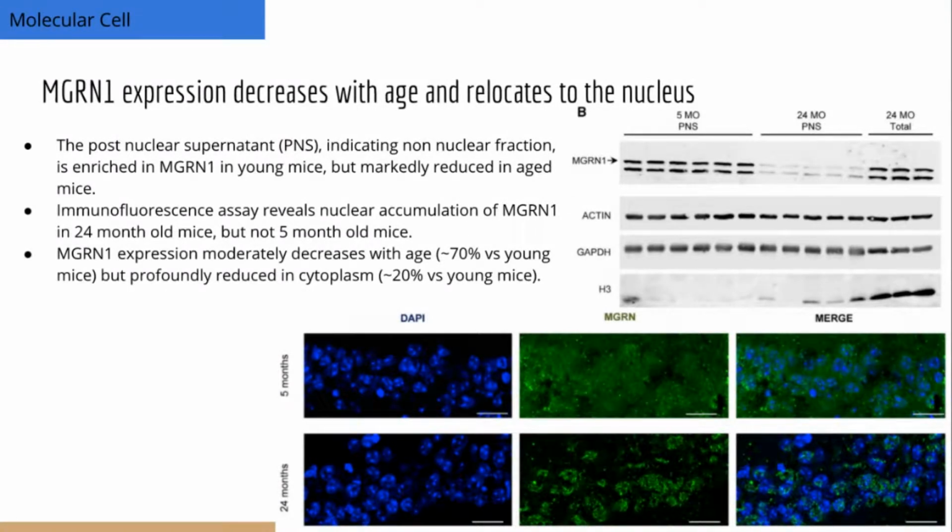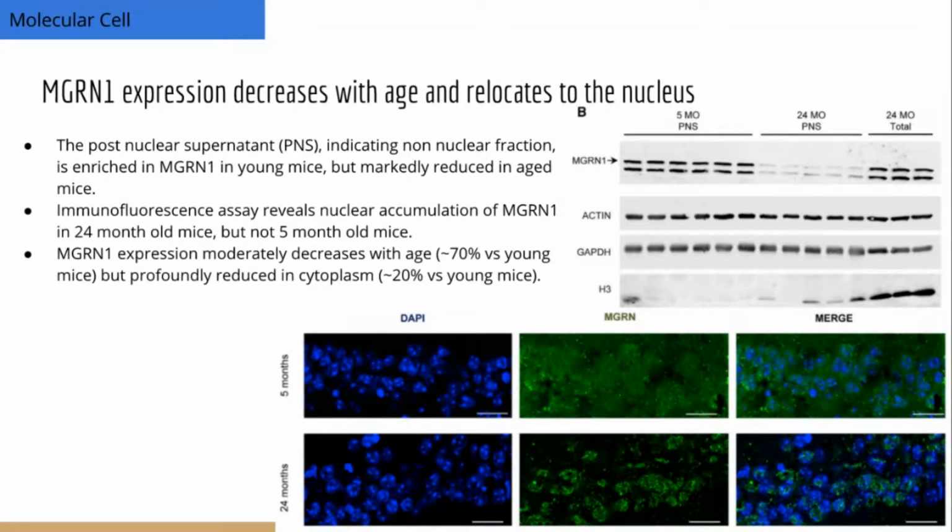The researchers began by examining the subcellular localization and total expression of MGRN1 in young and old mice. They found that in the post-nuclear supernatant, the PNS, or the cytosolic fraction, MGRN1 was enriched in young mice, but was markedly missing in aged mice. So although 24-month-old mice have comparable total levels of MGRN1 shown here, the post-nuclear supernatant of their cell lysates was missing MGRN1. This suggests that MGRN1 was primarily found in the nucleus of aged mice.